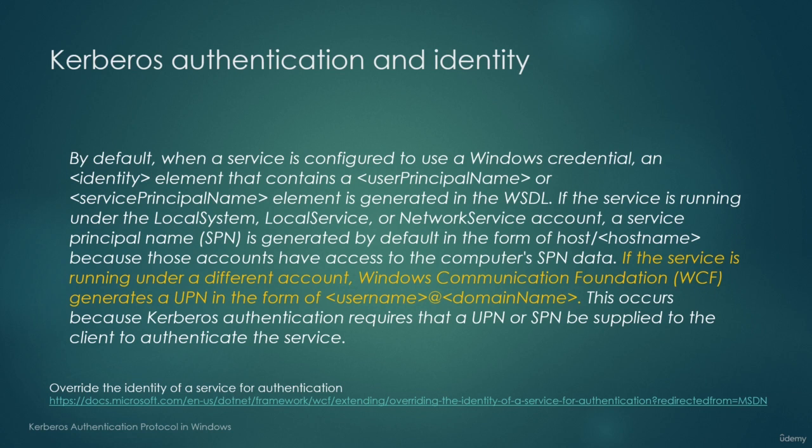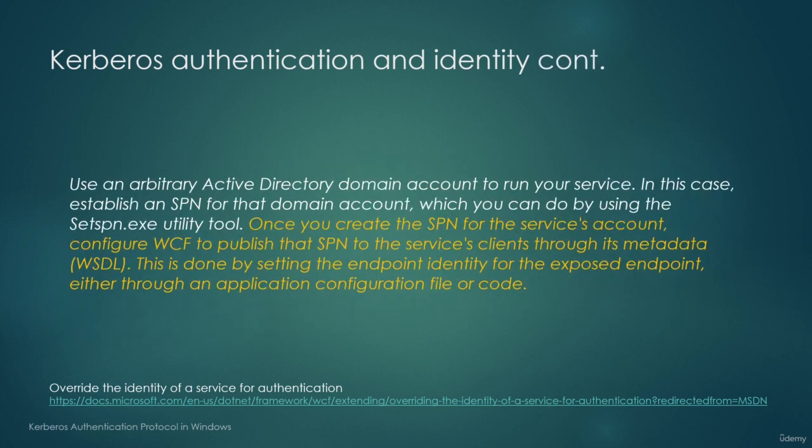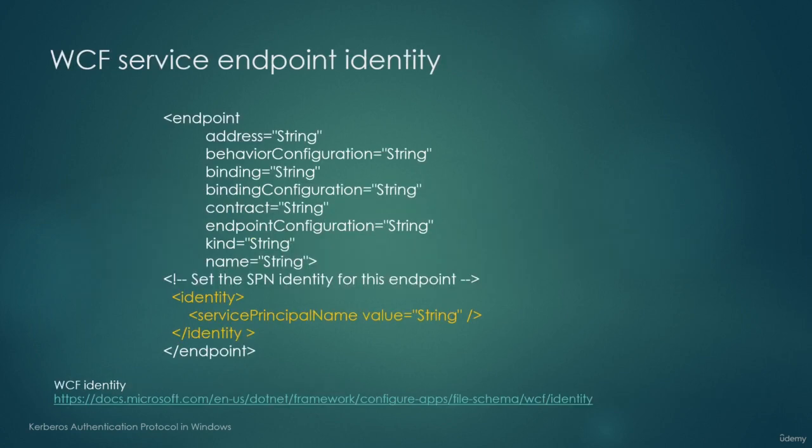If the service is running under the local system, local service, or network service account, an SPN is generated by default, because those accounts have access to the computer's SPN data. If the service is running under a different account, Windows Communication Foundation generates a UPN. So if we run a service under a domain account, we need to register an SPN for it and configure Windows Communication Foundation to publish that SPN to the service's clients through its metadata. Here is a sample endpoint identity configuration.